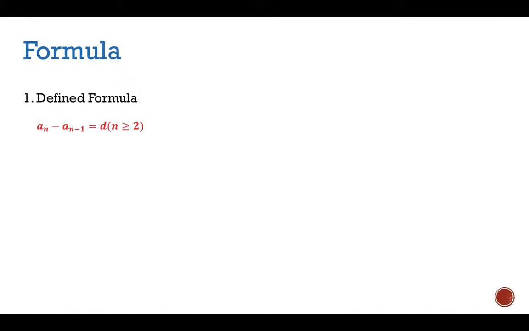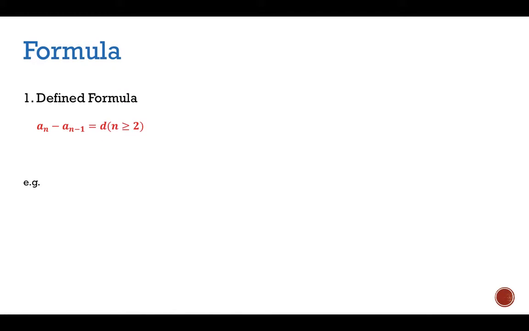Now, let's move to some important formulas of arithmetic progression. The first one is the defining formula. As we can see, the formula is: the nth term minus the (n minus 1)th term equals the common difference d, where n needs to be greater than or equal to 2.